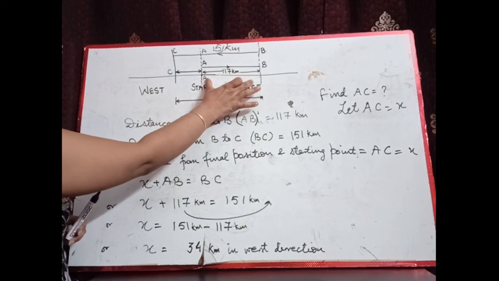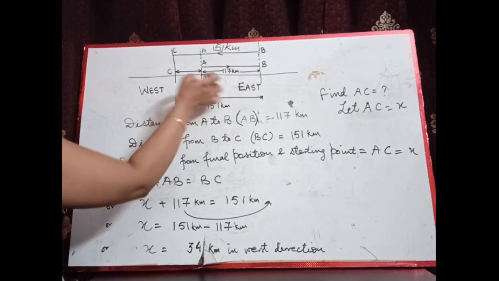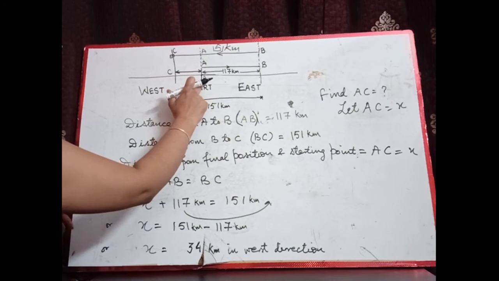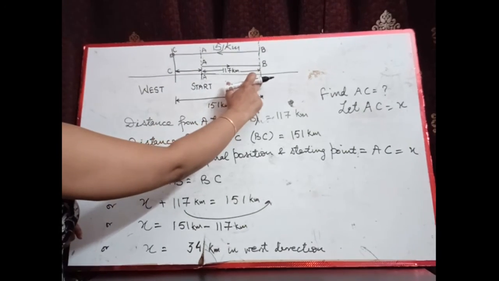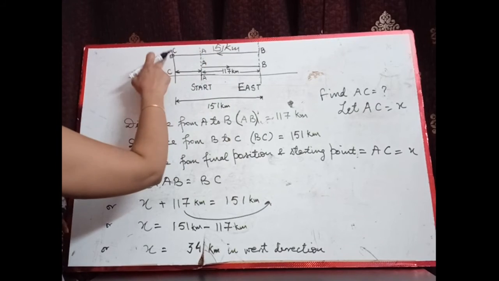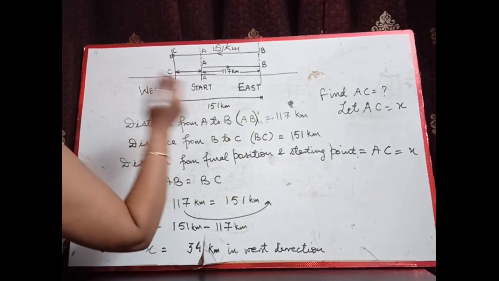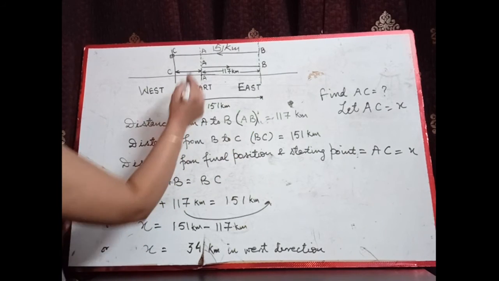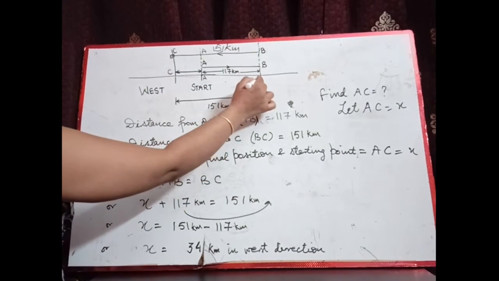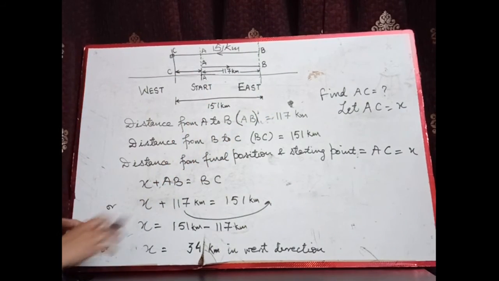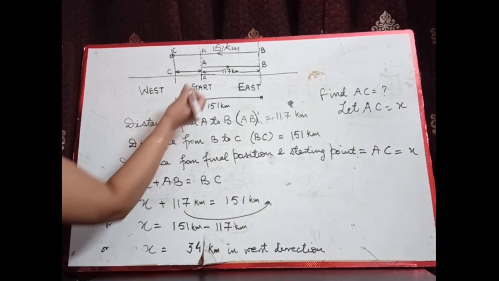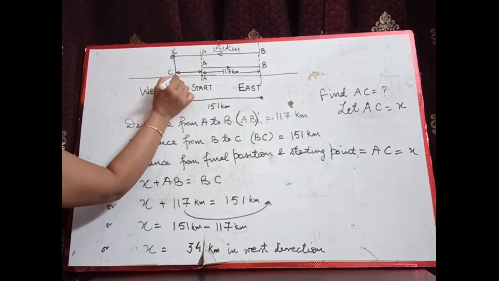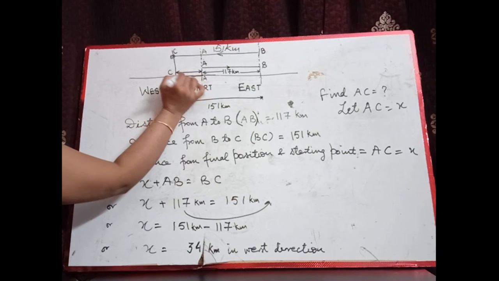Obviously it is 117. So if he is moving 151, he will cross this point and reach point C. From here he started, he reached B. From B he moved back and he reached point C. That means BC is equal to AB plus AC. So BC, the distance from here to here, is equal to AB plus this small part AC, and we have to find how much distance he is from his starting point. Now he is at point C and he was at A, so we have to find this distance from A.